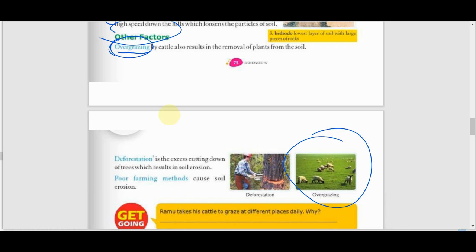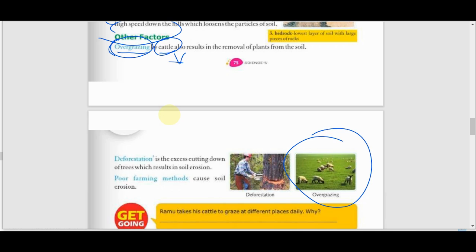अगर हम अपने cattles को, cattles means जो भी हमारे animals हैं which we are using for farming, like the buffalo, cow, goat and sheep, they are known as cattle. So when we allow our cattle to feed or graze at the same place again and again, what will happen? They will eat all the grass, all the tiny plants.